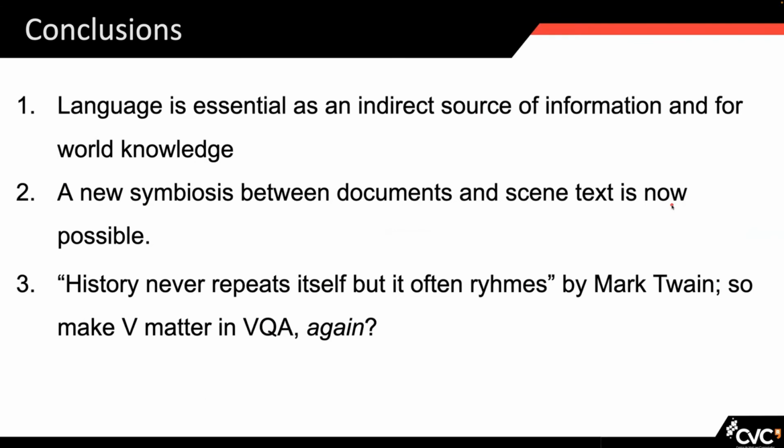So to conclude this talk, language is very essential as an indirect source of information and for word knowledge, right? And it's kind of shown from the language models that we use. Most likely, if you use a bigger language model, you will get even better performance because they will be encoding the word knowledge even better, right? And the second one is a new symbiosis between the documents and the syntax is now possible, it seems like.